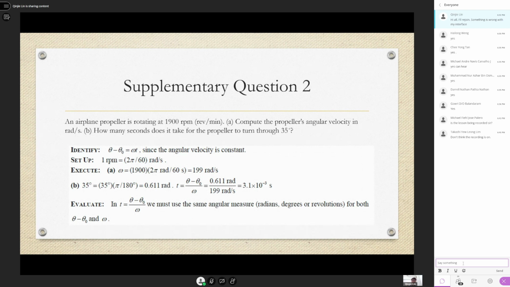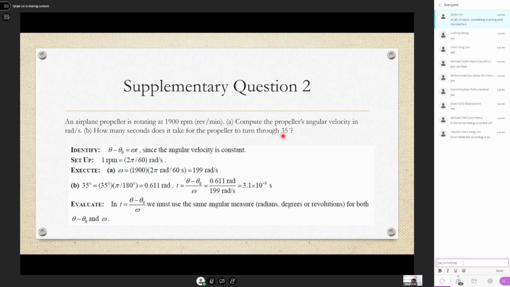Let's go through the supplementary first. An airplane propeller is rotating at 1900 RPM. Compute the propeller's angular velocity in radians per second. How many seconds does it take for the propeller to turn through 35 degrees? You can tell that this is an angular kinematic question. Something is rotating, and they want you to find out the speed after some amount of time. So this is kinematics, but in angular form.